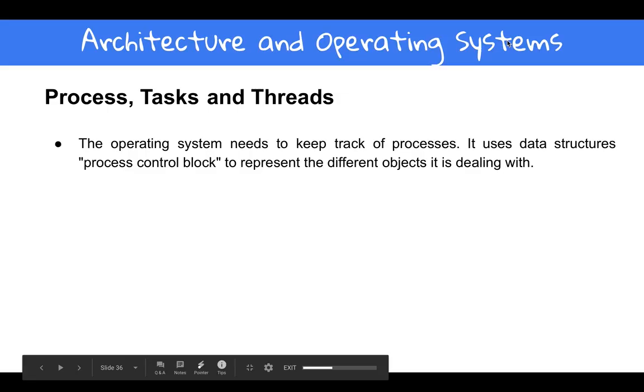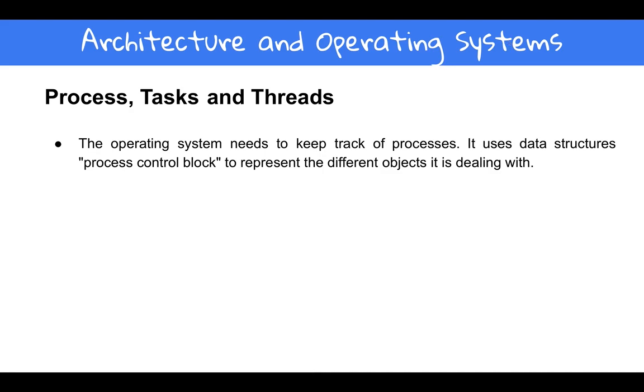So, this is part two of this lecture, which is about the process manager. We discussed the process. I mentioned what a task is and what a thread is. The operating system needs to keep track of the process. I said that the process, or task, is the static part, and the thread is the dynamic part of that.